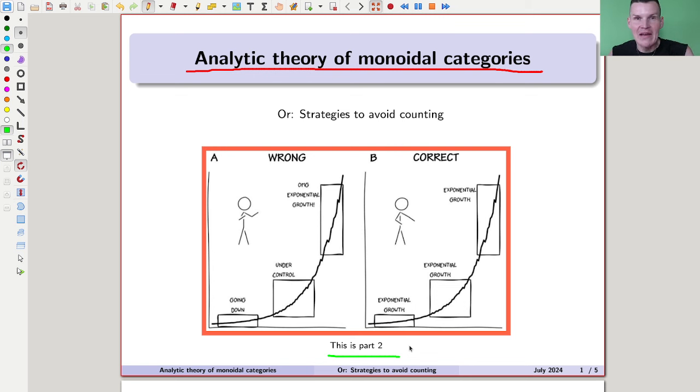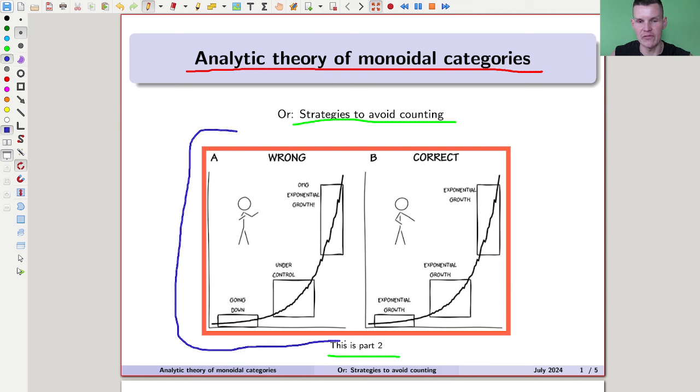So, anyway, it's the idea of strategies to avoid counting. So we are trying to find various ways not to do the count, and I gave you in the previous video several examples of how to not count. Sometimes counting is difficult, and today I would like to explore this idea of exponential growth.